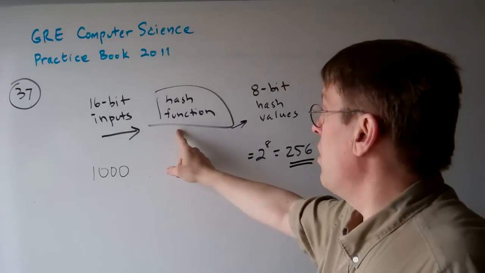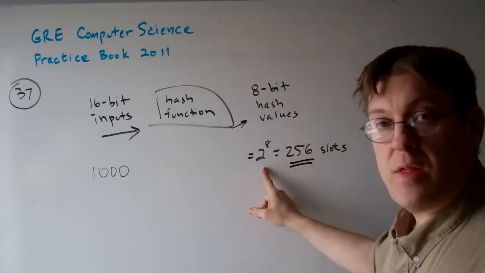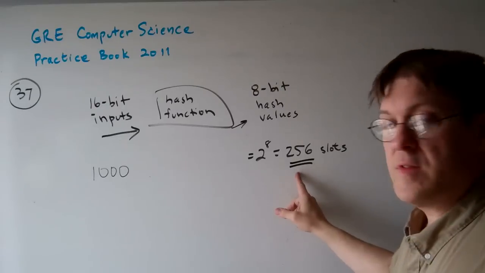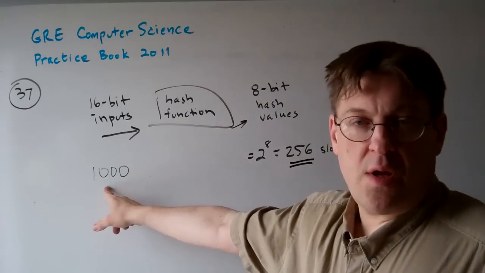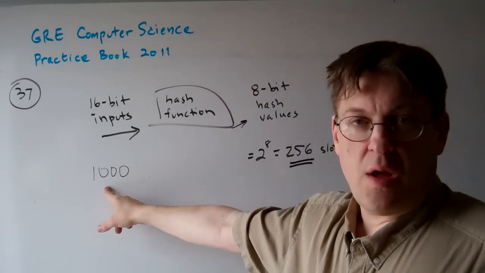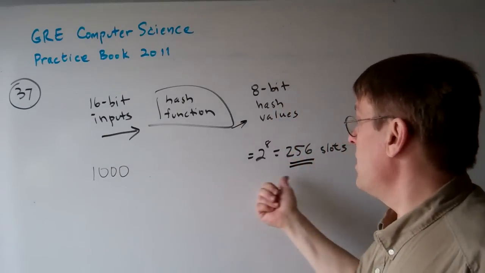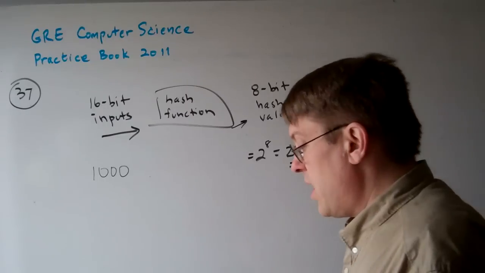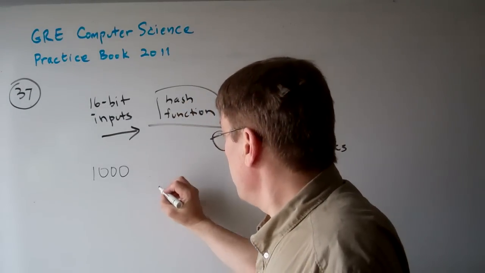16-bit inputs, we're mapping them to 8-bit hash values. That means there's 2 to the 8th possible values, 2 to the 8th slots, 256 slots. We have to fit 1,000 of these 16-bit input values into these 256 slots. What's the highest value of k? Well, we have 3. Let's try k equals 3.